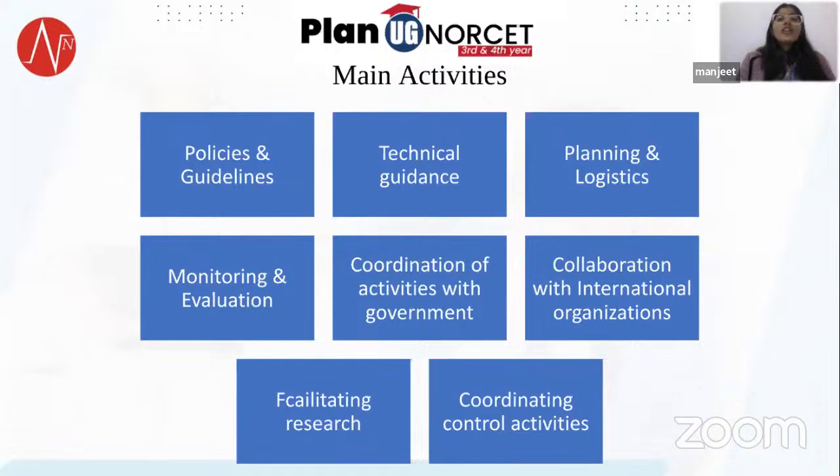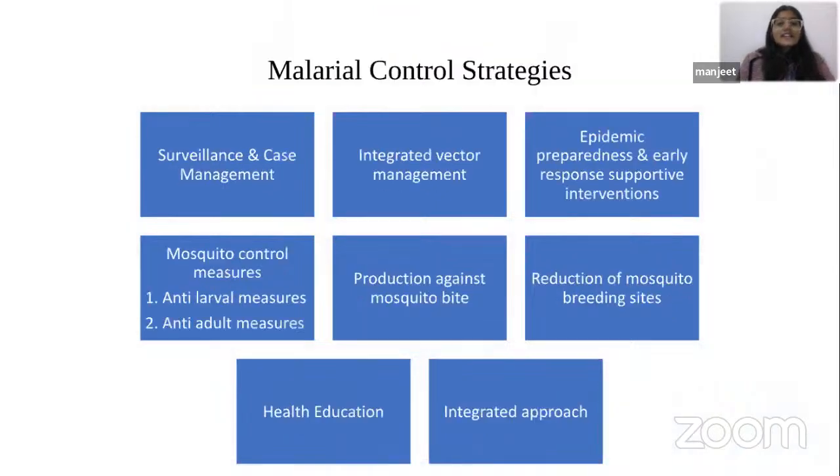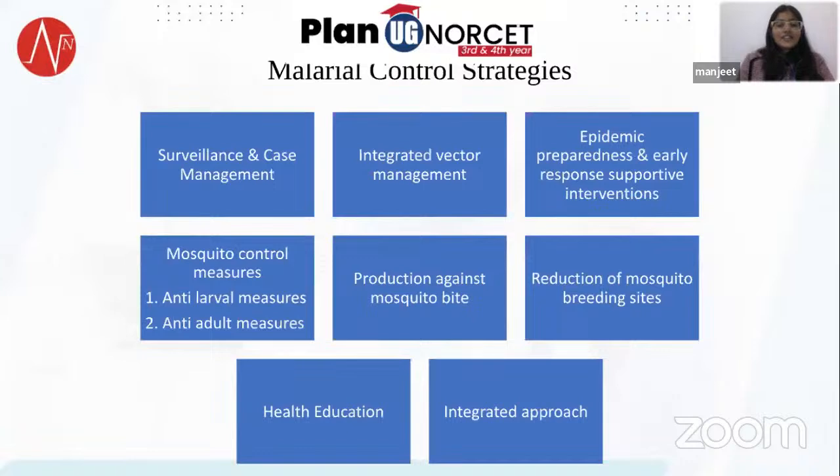Now, intersectoral coordination will play a very crucial part in various national health programs, and malarial control is no exception. We have to coordinate with various sections of the society so that we can control the malarial incidence. Next is various strategies. Earlier I told you that there are three main strategies.